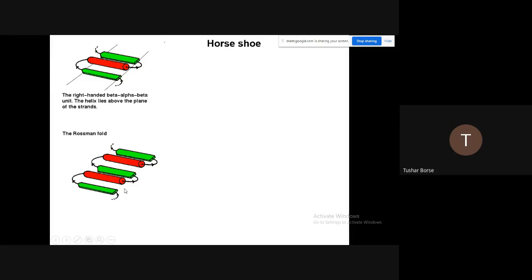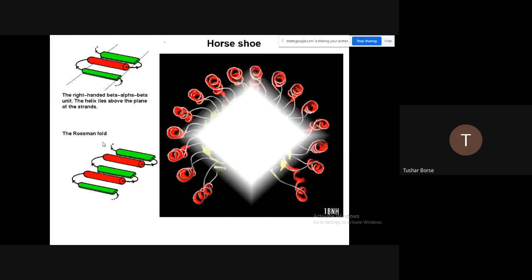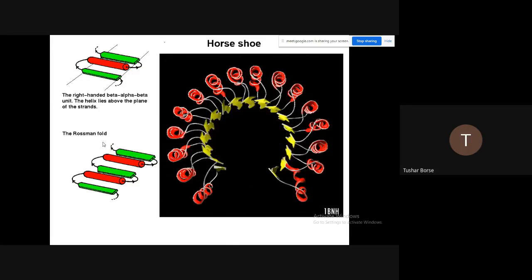So you can say it is a continuation of this horseshoe, that you have that horseshoe which is continued many times, and that type of fold is called a Rossmann fold. If I show you the image, it looks very beautiful. See here. Okay, so it looks something like this. The inner side of these particular proteins is made up of sheets, and all these sheets are parallel, and covering these sheets you have the helices. So this particular type of fold is called a Rossmann fold.